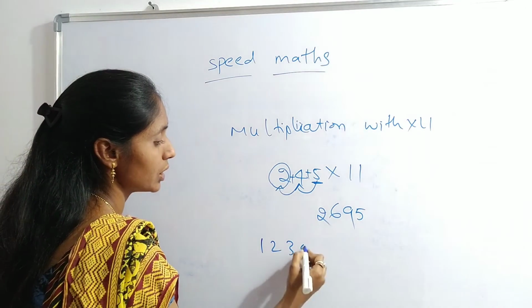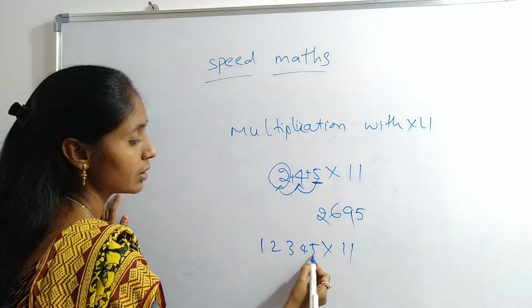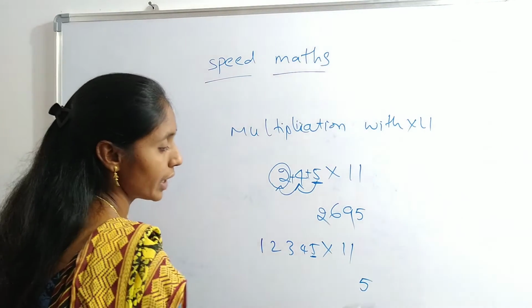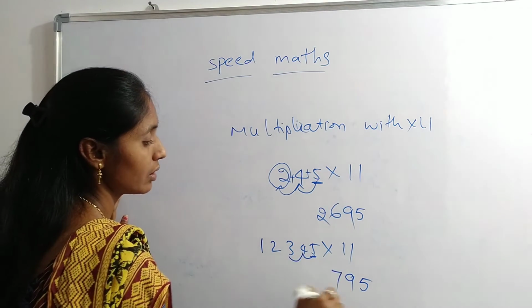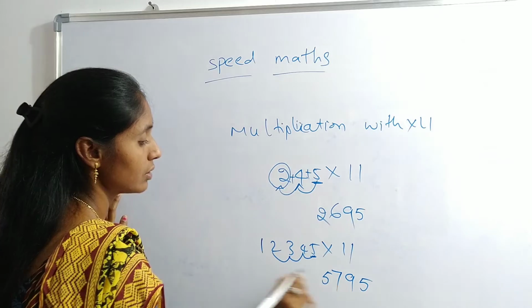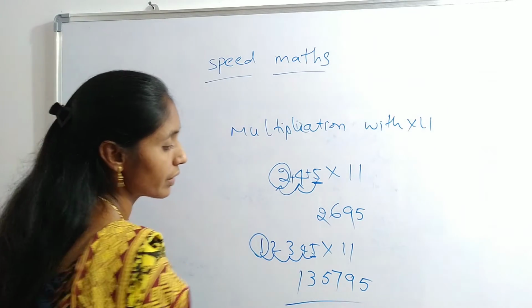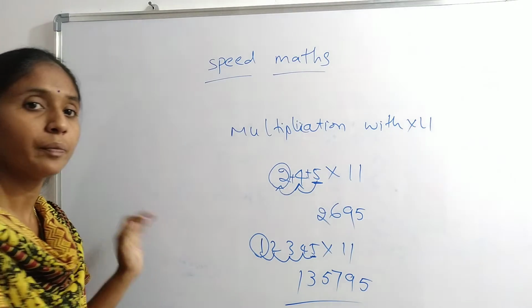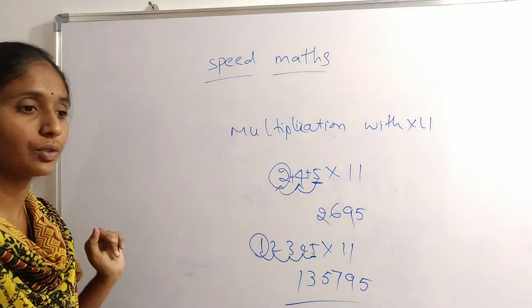1, 2, 3, 4, 5 multiplied by 11. Take the units value as 5. 5 plus 4, 9. 3 plus 4, 7. 3 plus 2, 5. 1 plus 2, 3. And the first value 1. So 1, 3, 5, 7, 9, 5 is the multiplication value of 1, 2, 3, 4, 5 into 11.